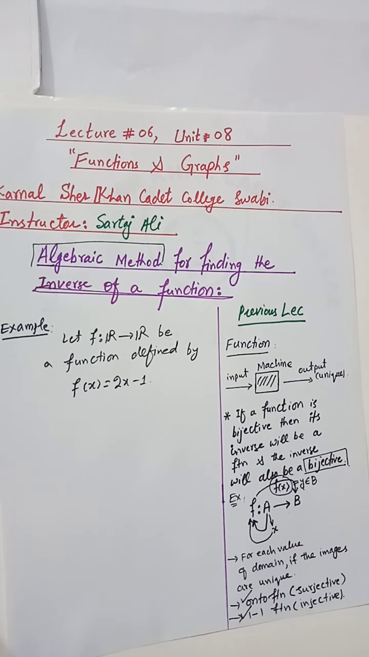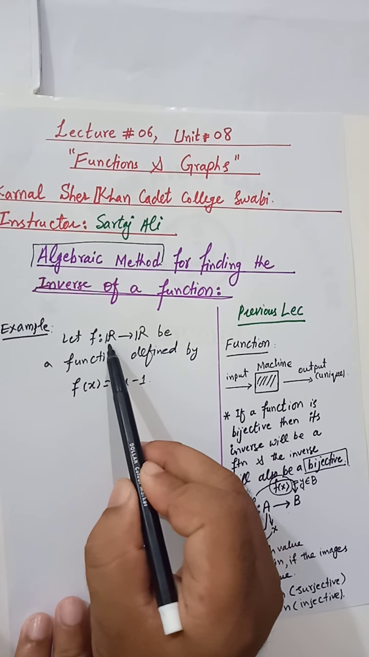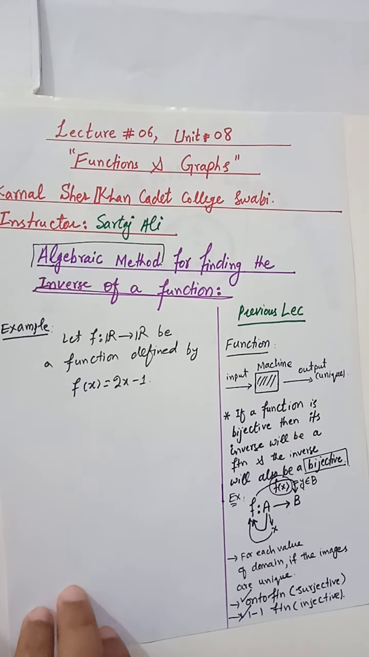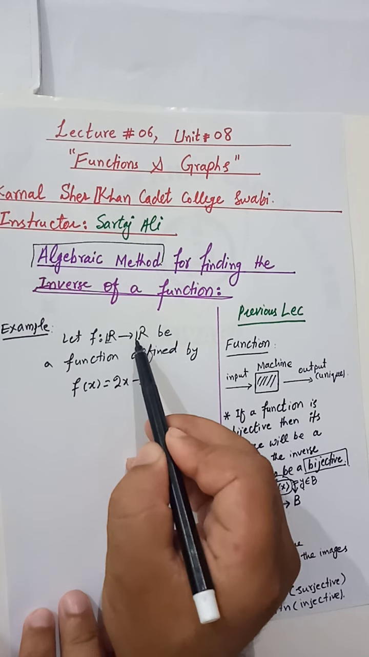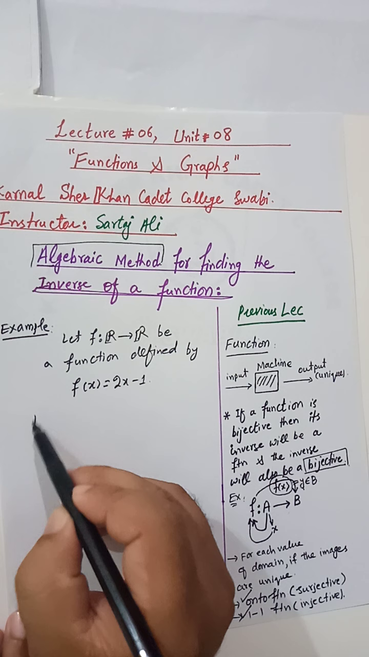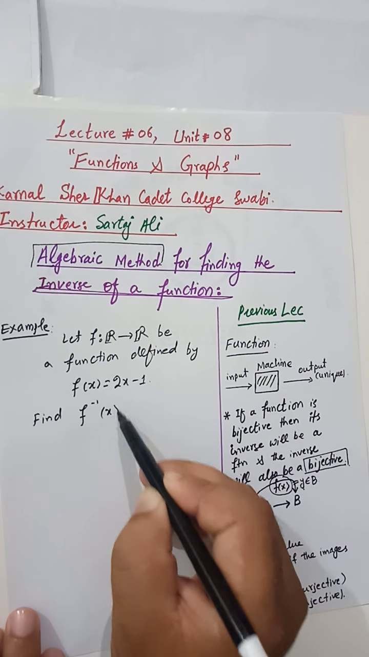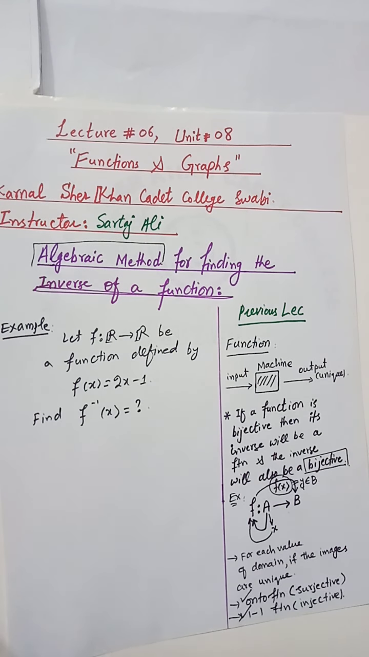You clearly see that the function is a linear function. You all know that when a function is linear, its domain is the set of real numbers, and its range is also the set of real numbers. That's why the mapping f is from R to R. This R is the notation for the set of real numbers. We need to find f inverse of x, meaning you need to find the inverse of this function.